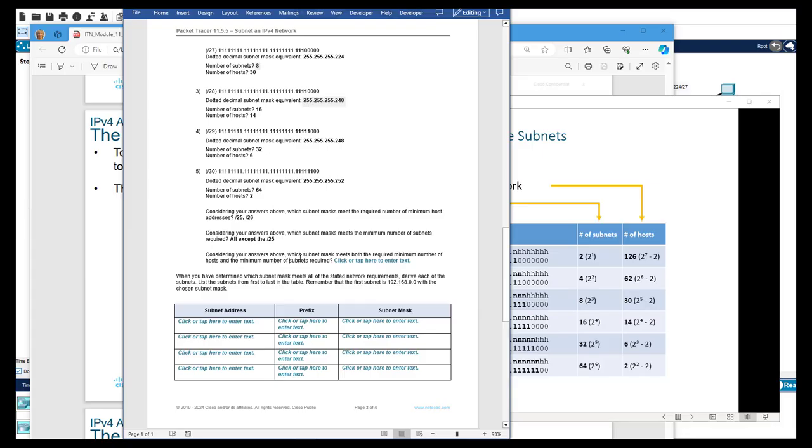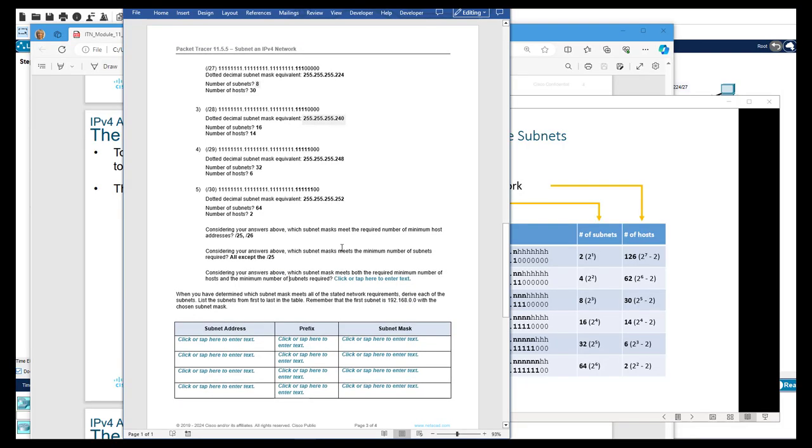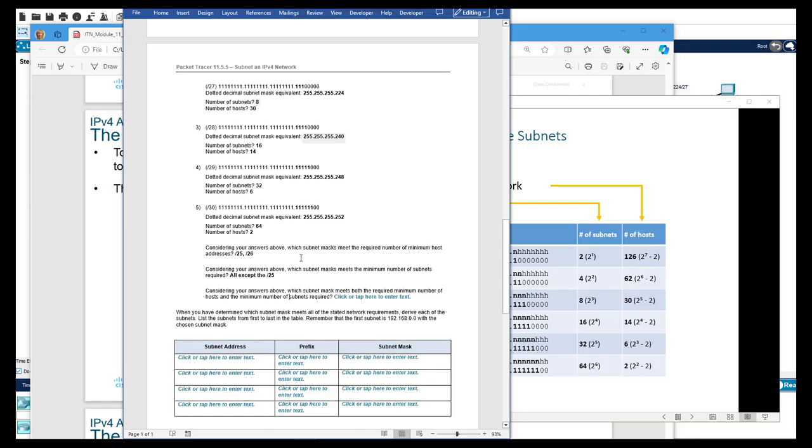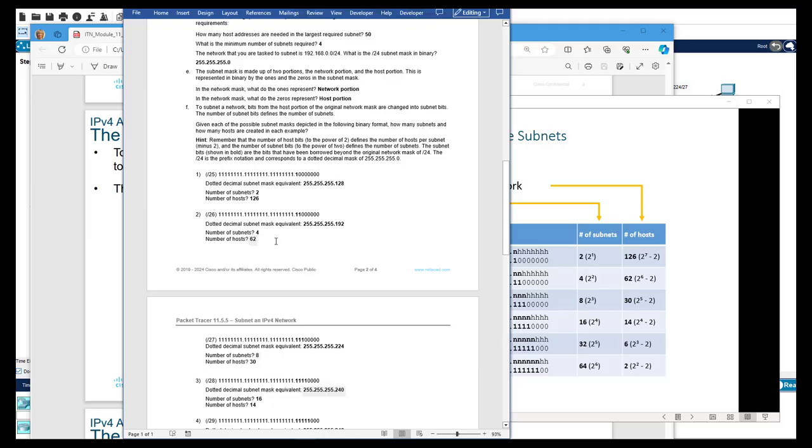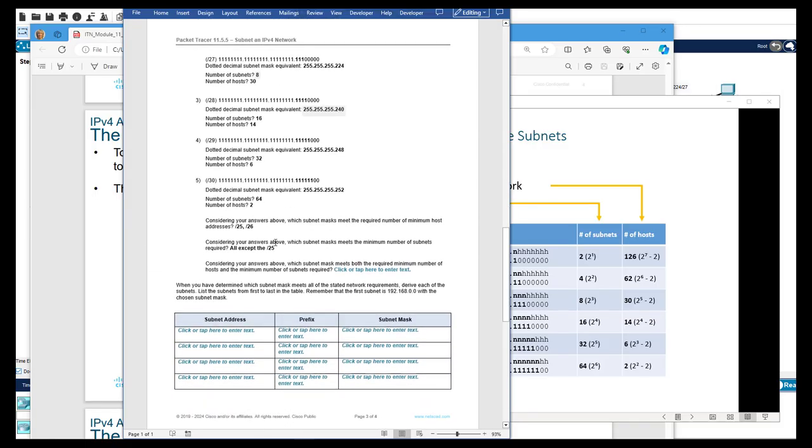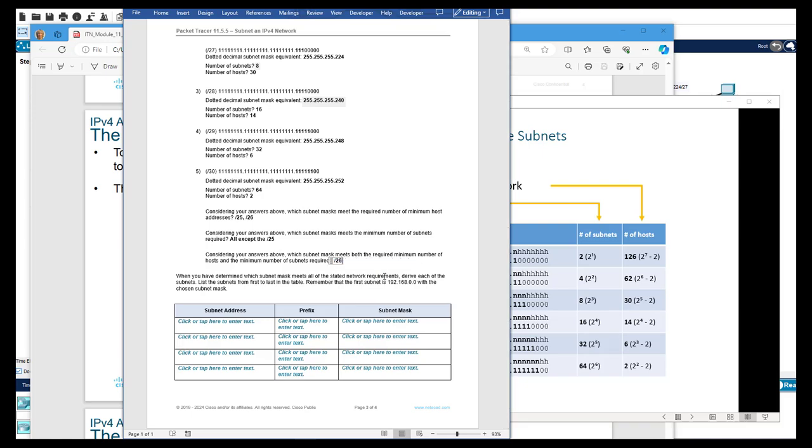So now that we figured all that out, what subnet mask should we use? Which one meets both the required minimum number of hosts and the minimum number of subnets required? At least 40 hosts and at least 4 subnets. So the best one that would meet that requirement would be the /26, right? It'll give us 4 subnets and 62 hosts per subnet. So the /26 is the subnet mask we're going to need to use here. And the mask for that would be 255.255.255.192, with 192 in the 4th octet.